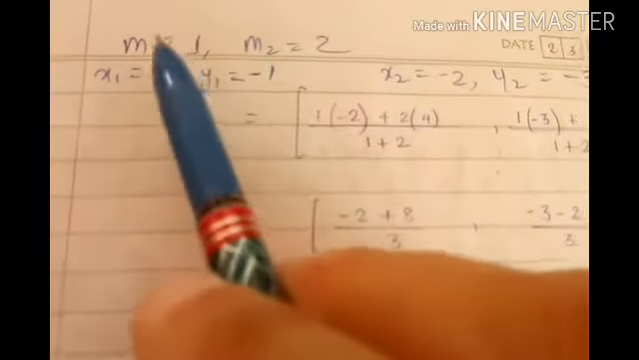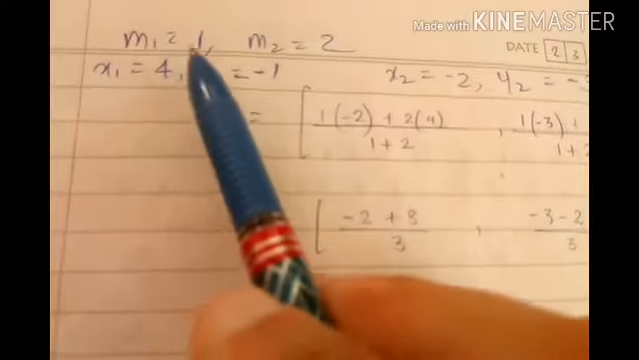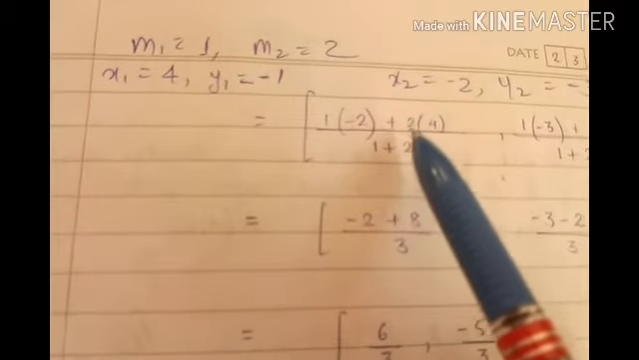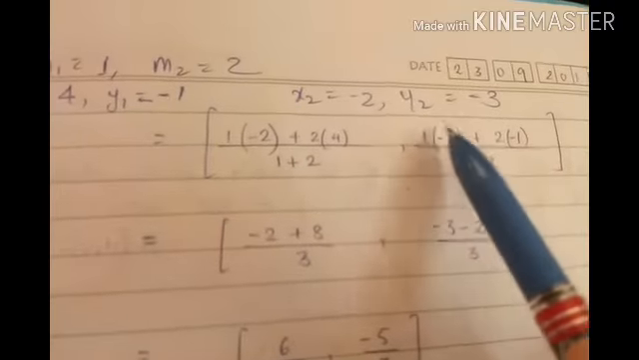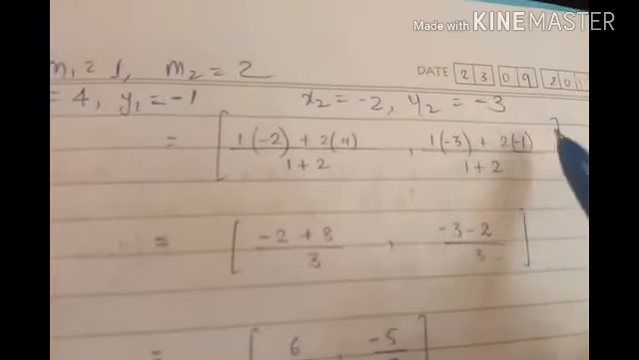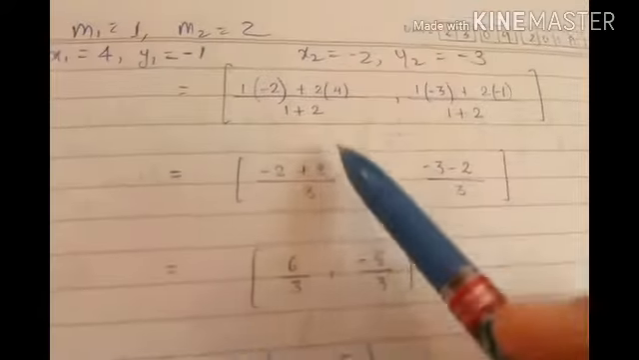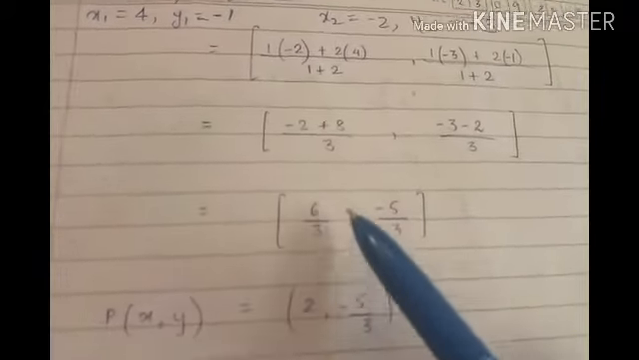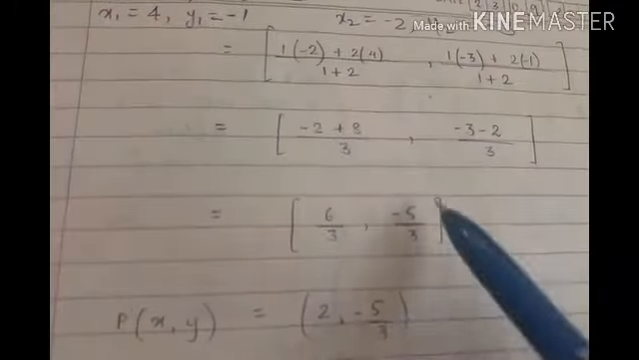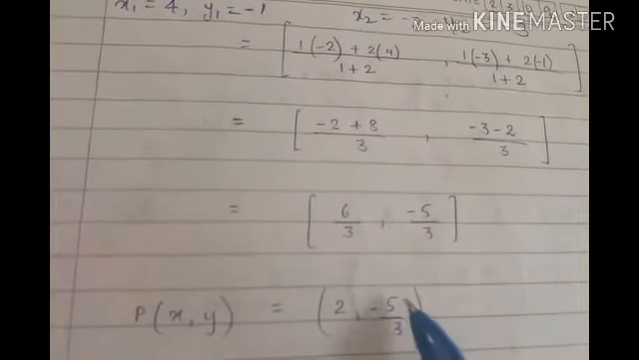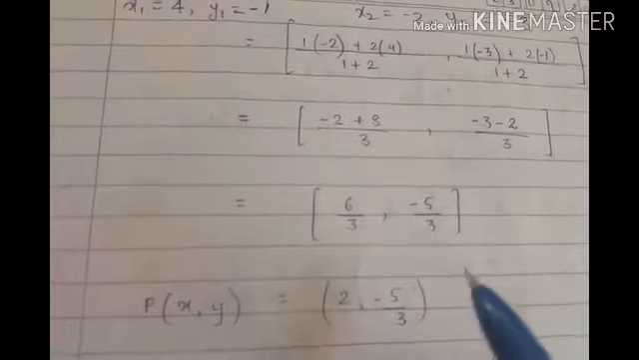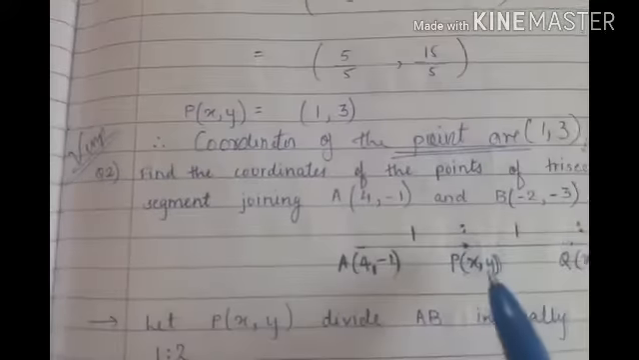Now next is just substituting the values. M1 x2: M1 is 1, x2 is -2. So 1 into -2 plus M2 x1: M2 is 2, x1 is 4, so 2 into 4, upon M1 plus M2. Similarly, M1 is 1, y2 is -3, M1 y2 plus M2 y1 upon M1 plus M2. Now just solve it and you get 6 upon 3 and -5 upon 3. So 6 upon 3 is 2 and -5 upon 3. So the coordinates of P are (2, -5/3). So we have got one answer. We have found the coordinates of P.